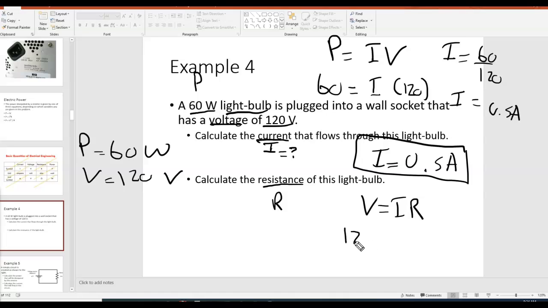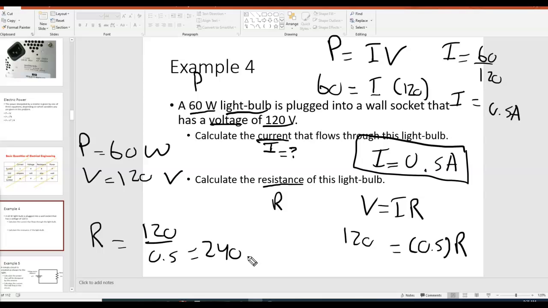I know V is 120. I know I is 0.5 because I found that in the last problem, so 0.5 times R. I'm multiplying here, so I want to divide both sides by 0.5. So R is going to be 120 over 0.5, which is 240. And remember, the unit for resistance is the ohm, which has a symbol of that horseshoe-looking thing, that capital Omega. Okay, so this is my answer to the second question for example 4.